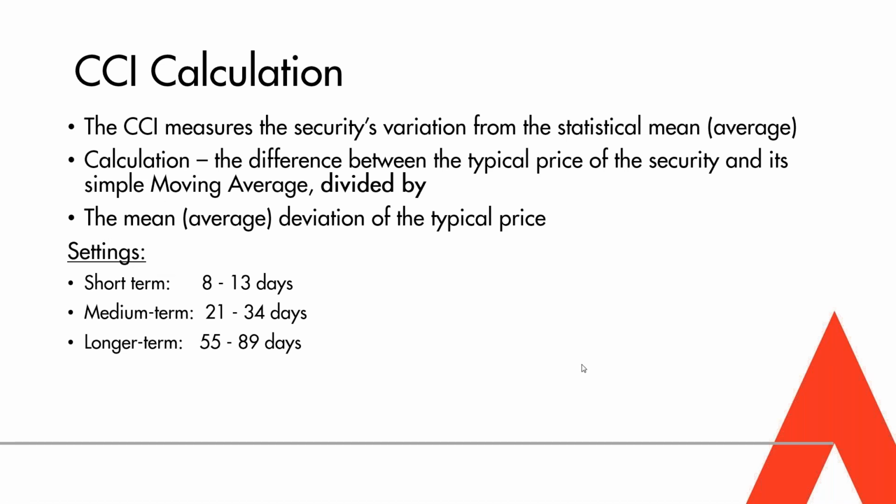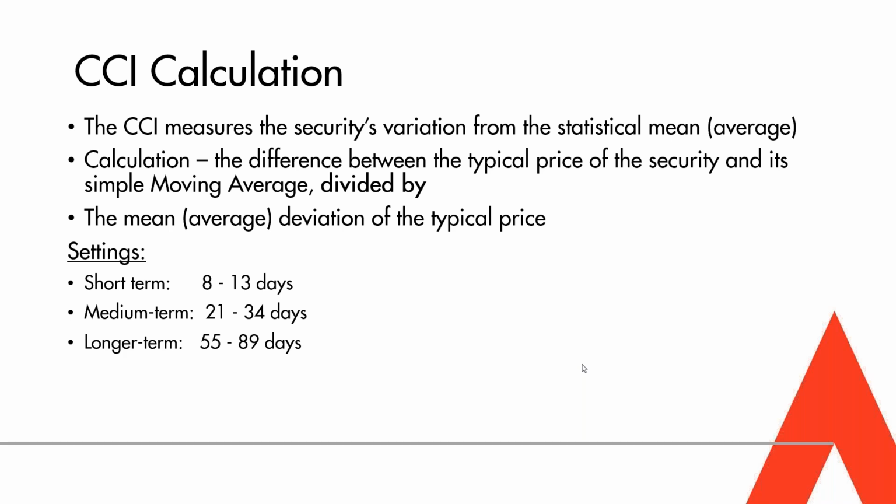In terms of how it's calculated, CCI essentially measures the security's variation from its statistical mean or average price. It's measuring how far the prices have moved from their average. Its calculation looks at the difference between the typical price of the security itself, the price of the share, and its simple moving average, which is then divided by the mean average deviation of the typical price. So the formula itself is quite complex. What we'll be focusing on in this lesson is more the interpretation of the indicator.